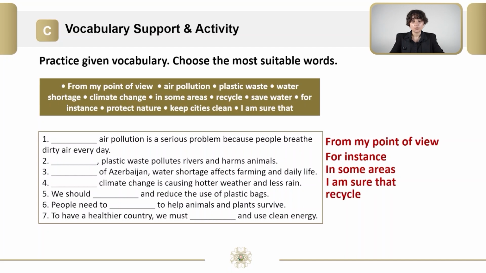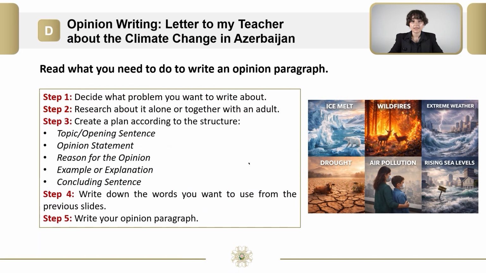Next one. We should recycle and reduce the use of plastic bags. Next one. People need to protect nature to help animals and plants survive. And the last one. To have a healthier country, we must keep cities clean and use clean energy. Well done. Now it is time for our practical part.